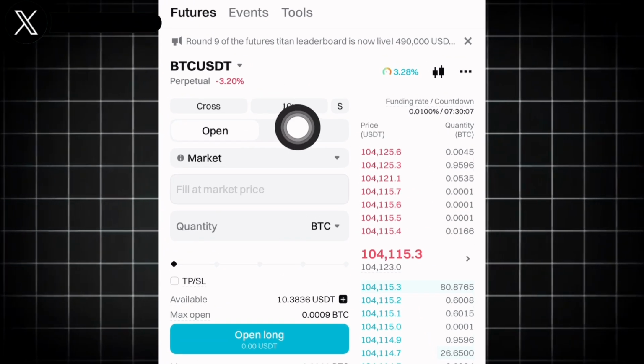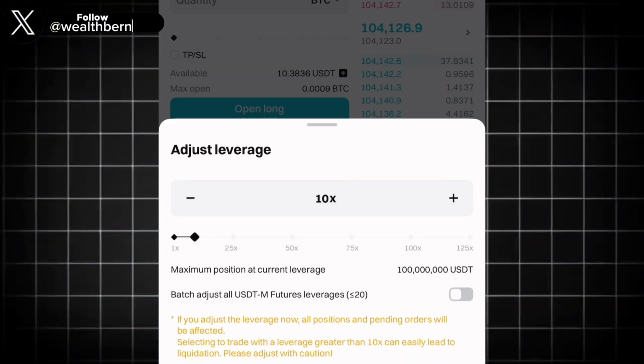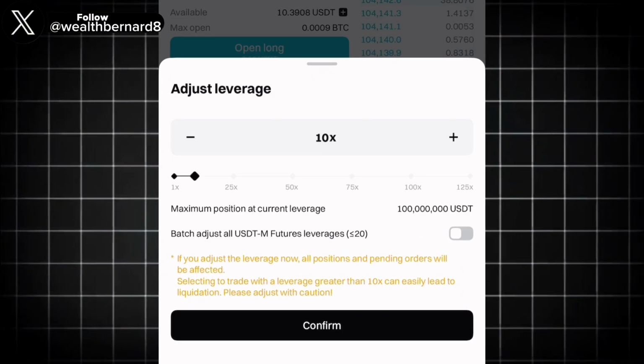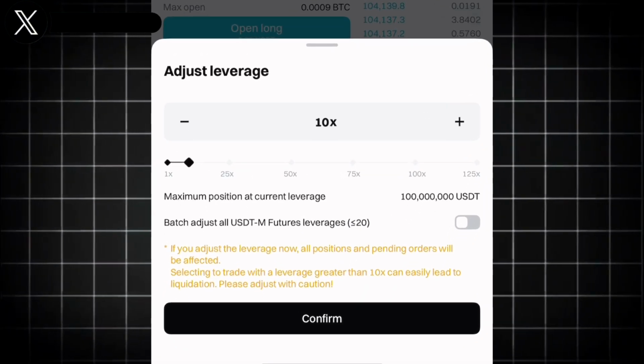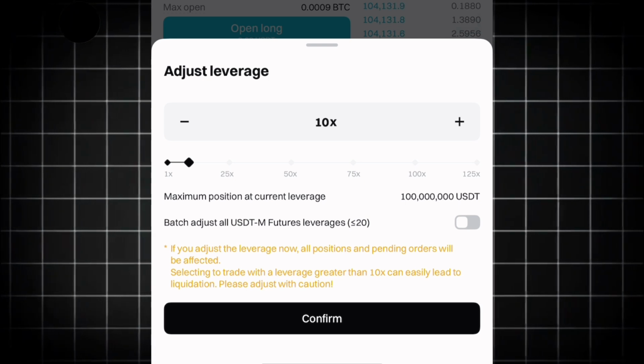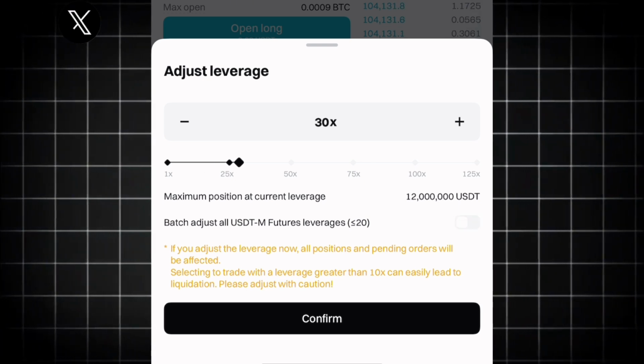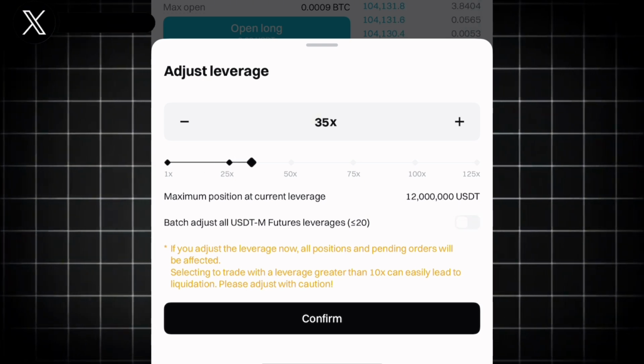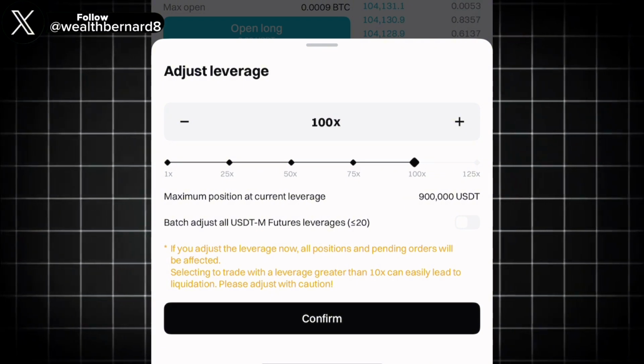Right now we also have something right here called 10x. Now this 10x is the leverage you want to use. Let's say I want my money to double 10 times, then I'm going to use 10x. If I want my money to double 35 times, I'm going to use 35x. If I want my money to double 100 times, I'm going to use 100x.